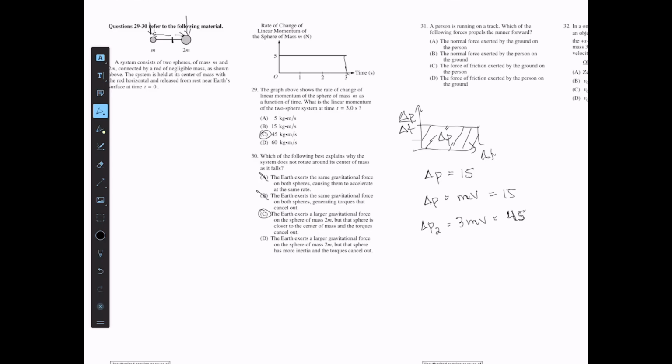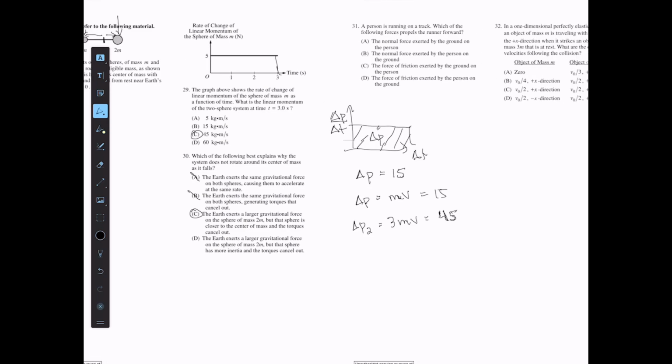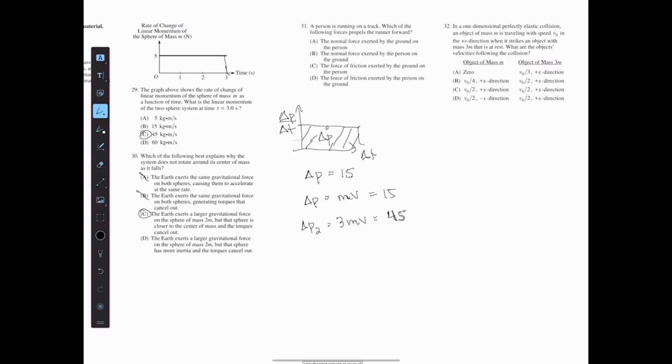So that's the answer. For part D, the Earth exerts a larger gravitational force on the sphere of mass 2m, but that sphere has more inertia and the torques cancel out. The sphere having more inertia doesn't really explain why the torques cancel out. So I think that's the only reason why D wouldn't be right, even though it's true that the sphere has more inertia.